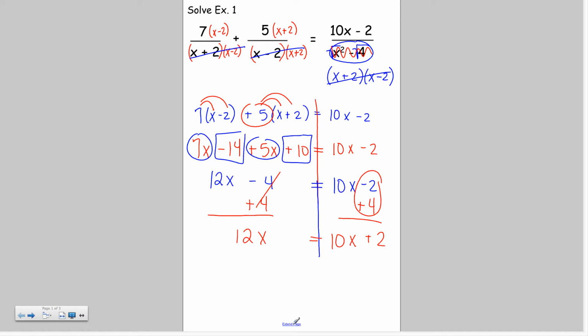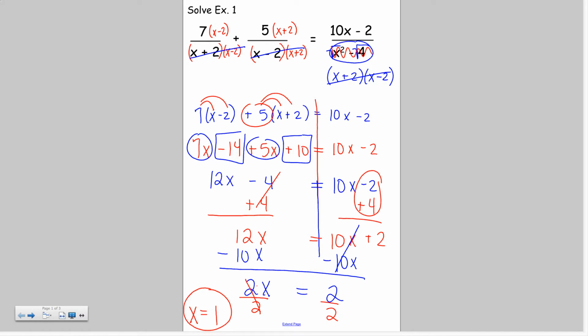I still have like terms, so I'm going to move my 10x. So 12 minus 10 is 2. The 10's cancel, and I'm left with 2 on the other side. My last step is to undo that multiplication. So my answer is x equals 1.